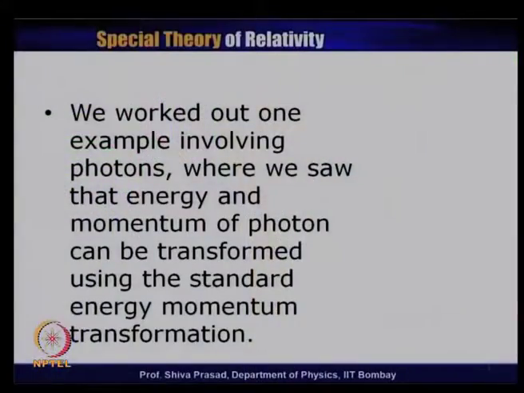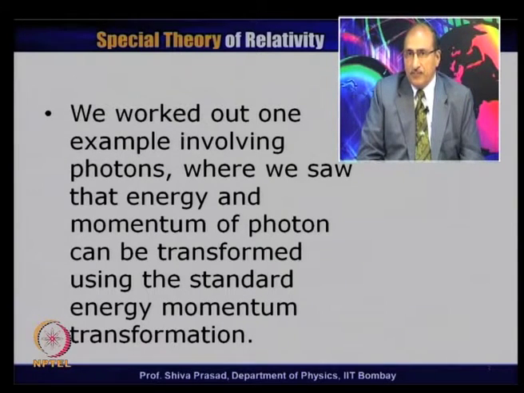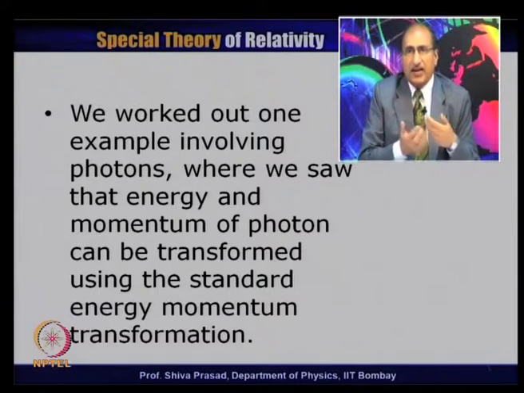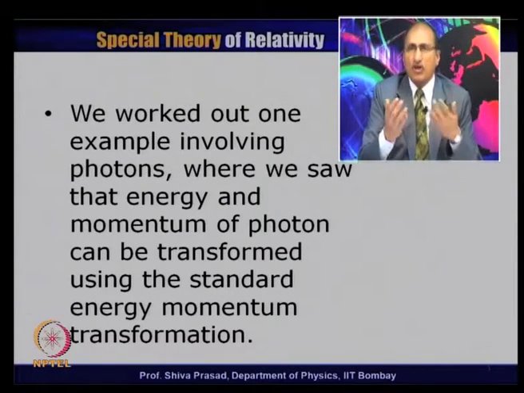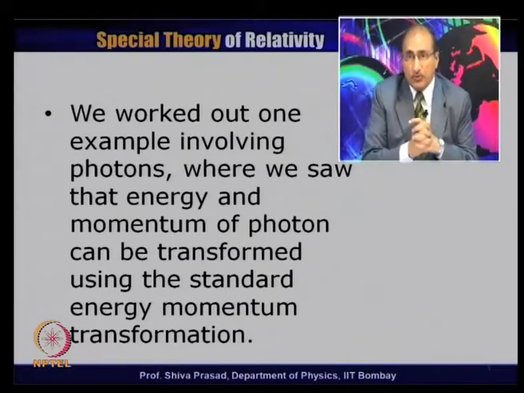Then we worked out an example where we saw that energy and momentum of photon can be transformed using standard energy momentum transformation. As far as relativity is concerned, there is nothing special about photon except for the fact that it has a zero rest mass. There can be particles with different rest masses. Similarly, photon is also a particle with zero rest mass. Therefore, it does not require any other special treatment other than the fact that m naught is equal to 0. So, all the transformation expressions that we have derived earlier should also be valid for the case of photon. And we dealt with an example in our last lecture, where we saw that the same type of energy momentum transformation that we can apply to any other particle, we can also apply to the case of photons. Now, let us go ahead and discuss what we call the Doppler effect.